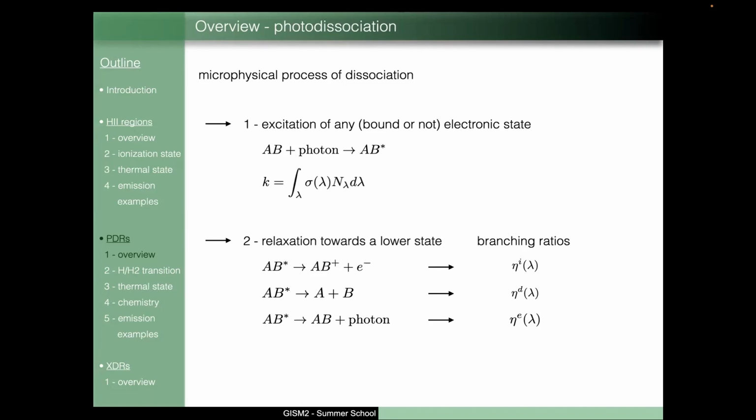And there will be three possibilities. Either it relaxes toward a state which is unbound for an electron. This will lead to the photoionization of the species. Or it leads to a state which is unbound for the nuclei. It will lead to the dissociation.